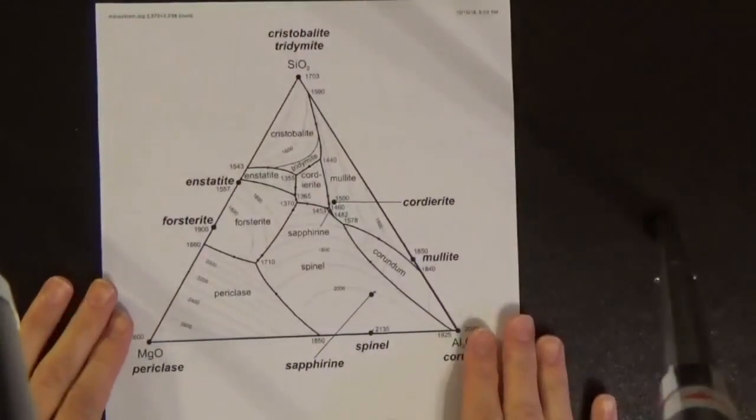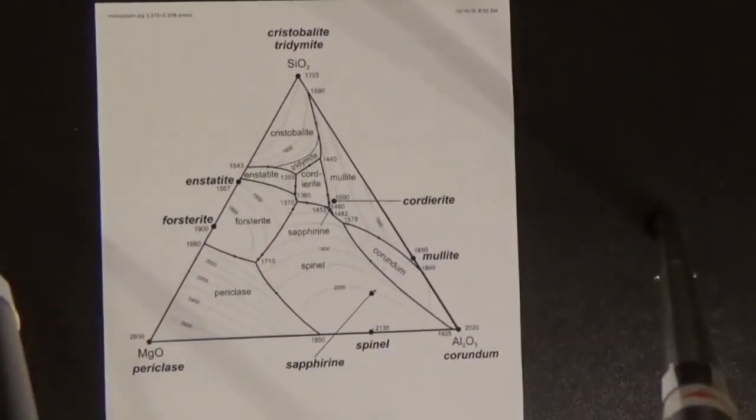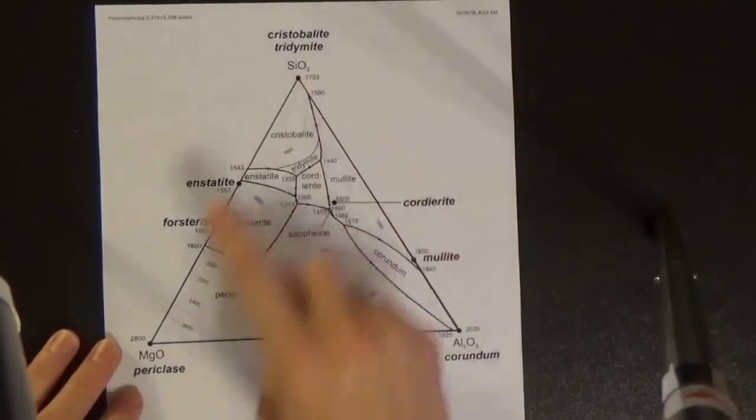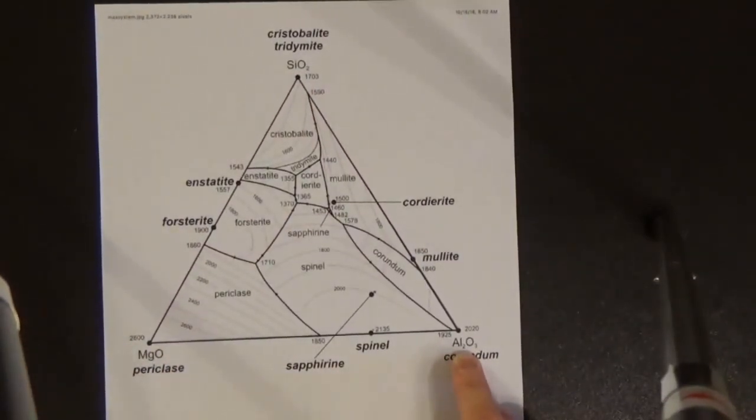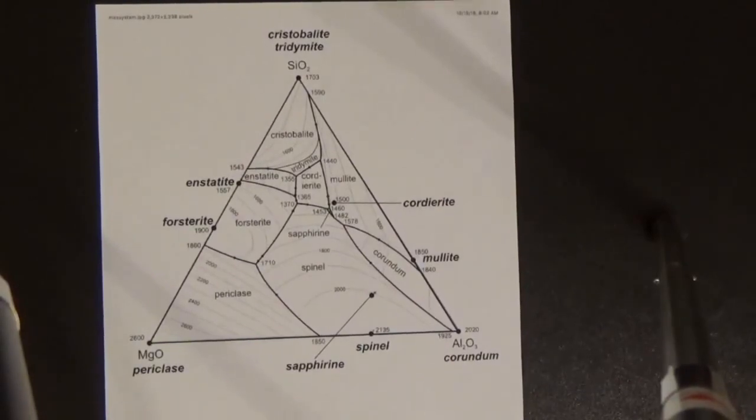So for the next problem, I want to show you a more complicated ternary phase diagram. This is SiO2, MgO, and Al2O3.